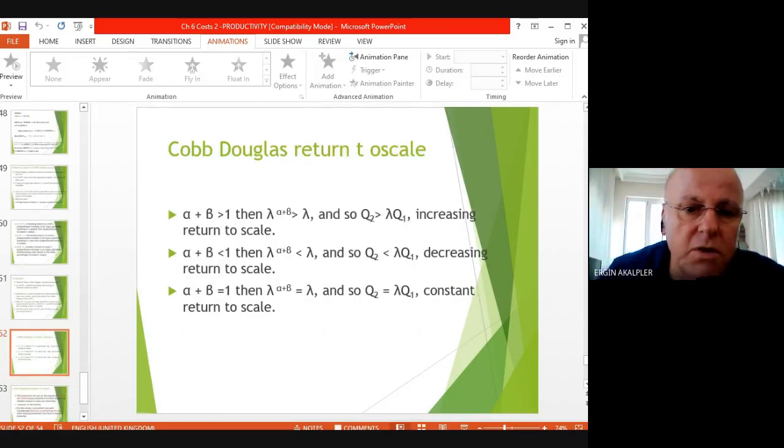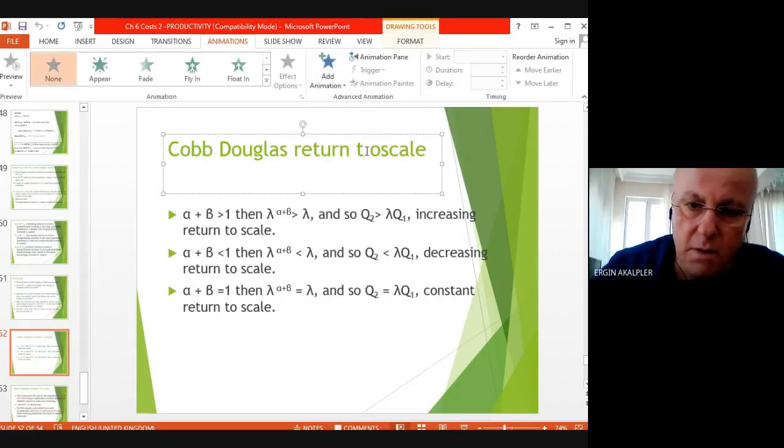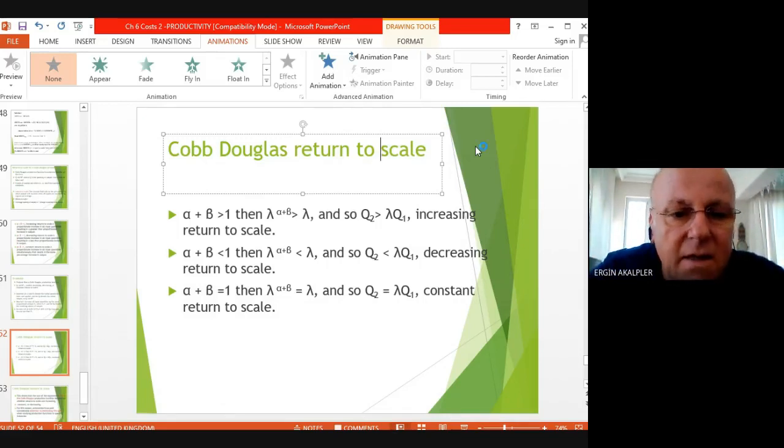Therefore, Cobb-Douglas returns to scale can be summarized as alpha plus beta. If it is higher than 1, then lambda to the power of alpha plus beta is higher than lambda, and so Q2 is higher than lambda Q1: increasing returns to scale. And if alpha plus beta is less than 1, then lambda to the power of alpha plus beta is less than lambda, so Q2 is less than lambda Q1.